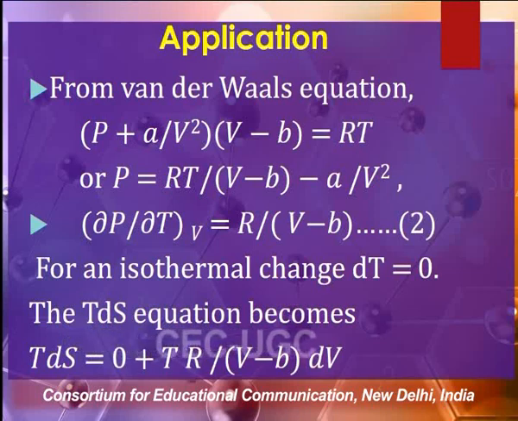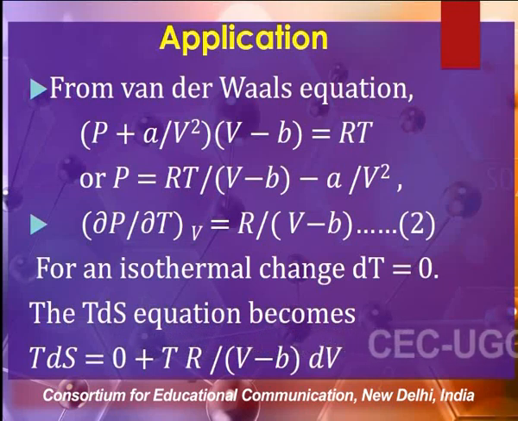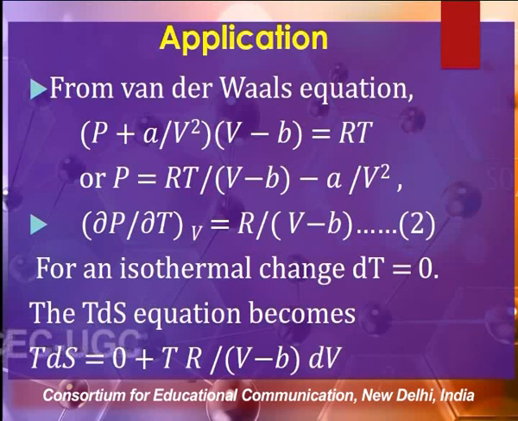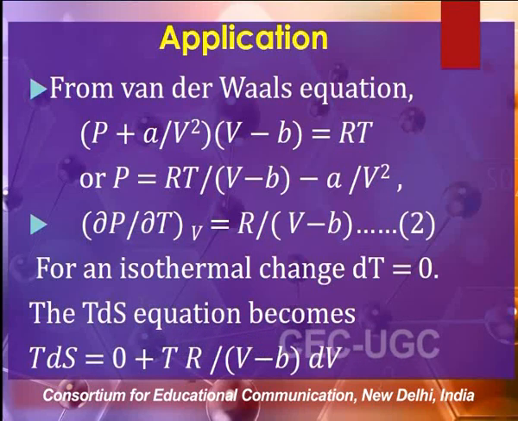We know that for an isothermal change, the temperature does not change. That is, temperature remains a constant or dT is equal to 0. Then the first TdS equation becomes, using equation 2, under isothermal conditions, TdS is equal to 0 plus RT/(V minus b) into dV.